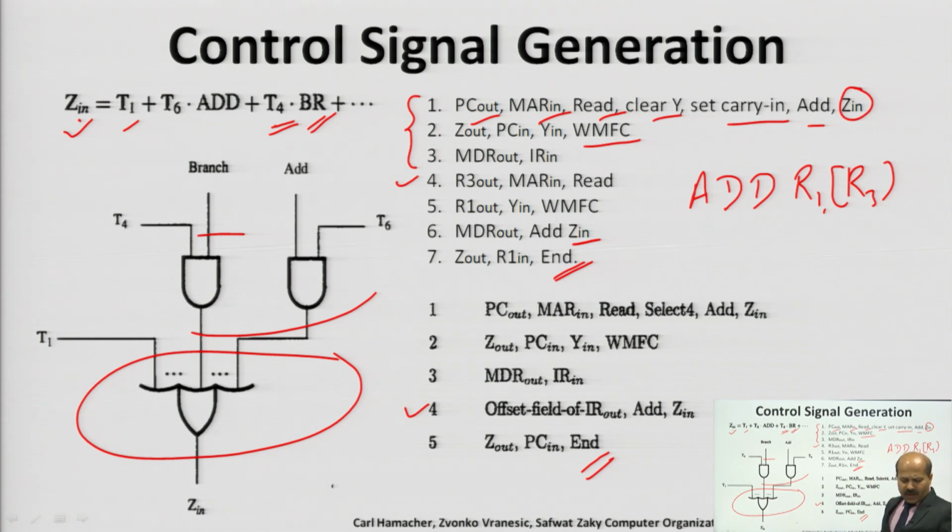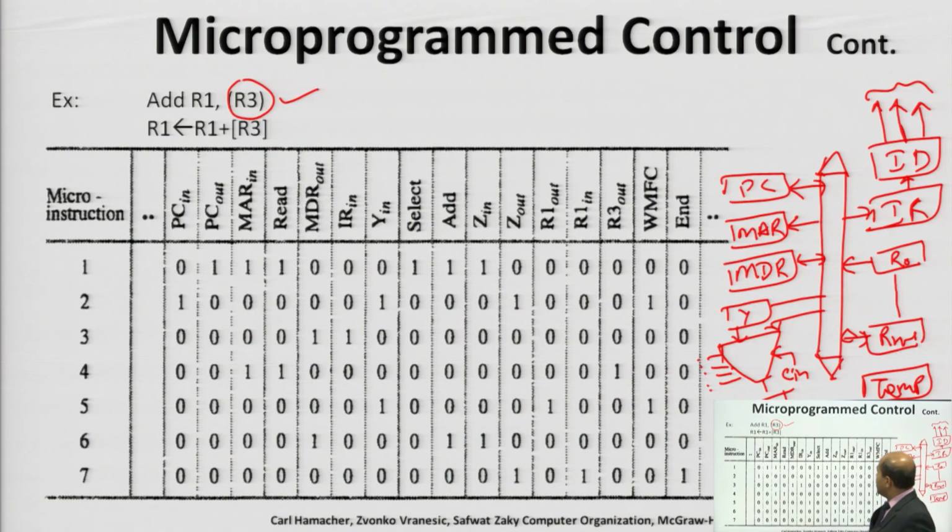In the second step, Z out, PC in, Y in and WMFC, these signals or components are working. WMFC means wait for memory function complete. In the third step the MDR out signal has to be issued, and the IR in signal has to be issued, because in the third step we have fetched the instruction from memory, and the instruction is available in MDR and this has to be transferred to the instruction register. In the fourth step you can see MAR was enabled, the read signal was given and R3 out, because the second operand has to be fetched from main memory whose address is given in R3.